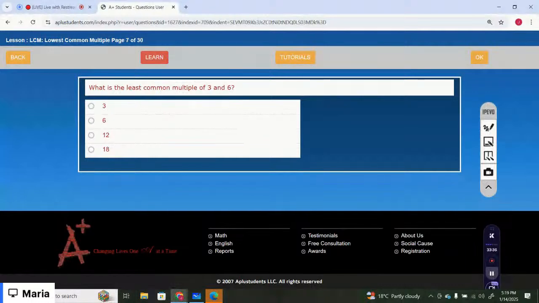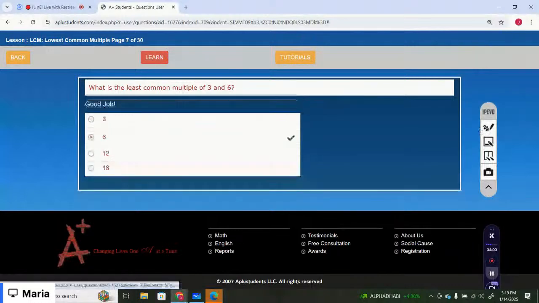What is the least common multiple of 3 and 6? The correct option is 6. Option number 2 is the correct option.